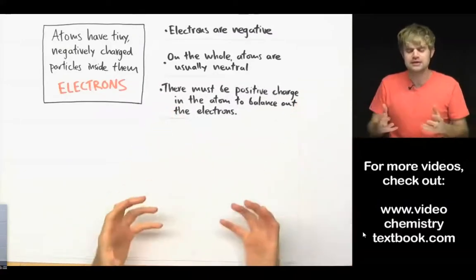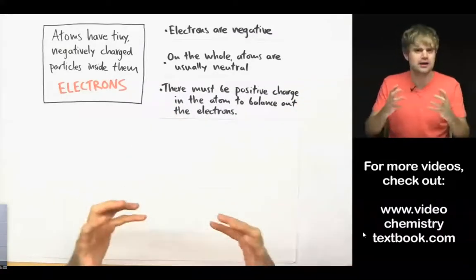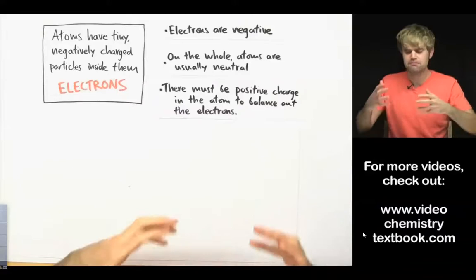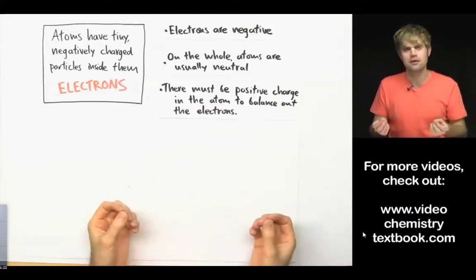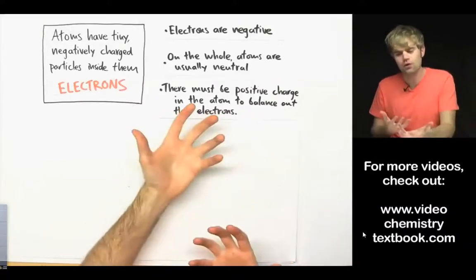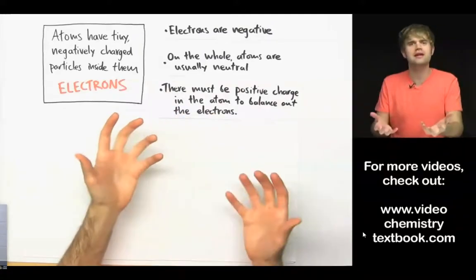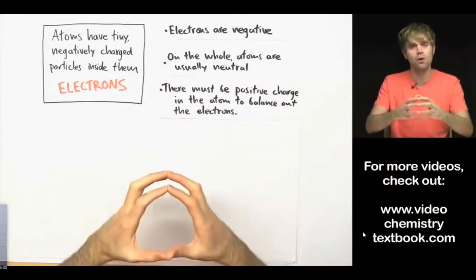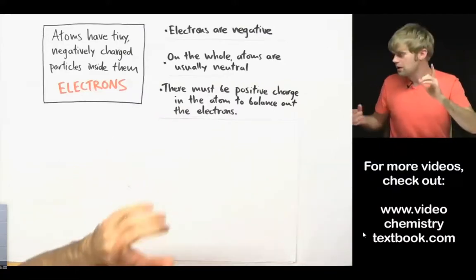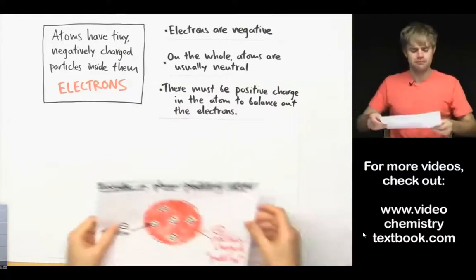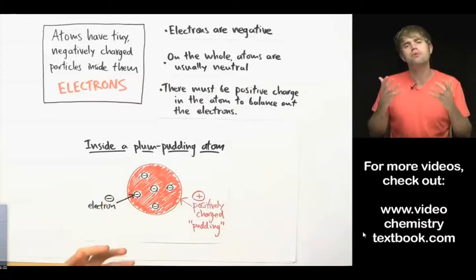So Thomson realizes that in order for the atoms not to have a charge, there must be some positive charge in the atom that can balance out the negative charge of the electrons. And then the positive and the negative balance out, and the atom as a whole doesn't have a charge. So he comes up with a model that he calls the plum pudding atom.